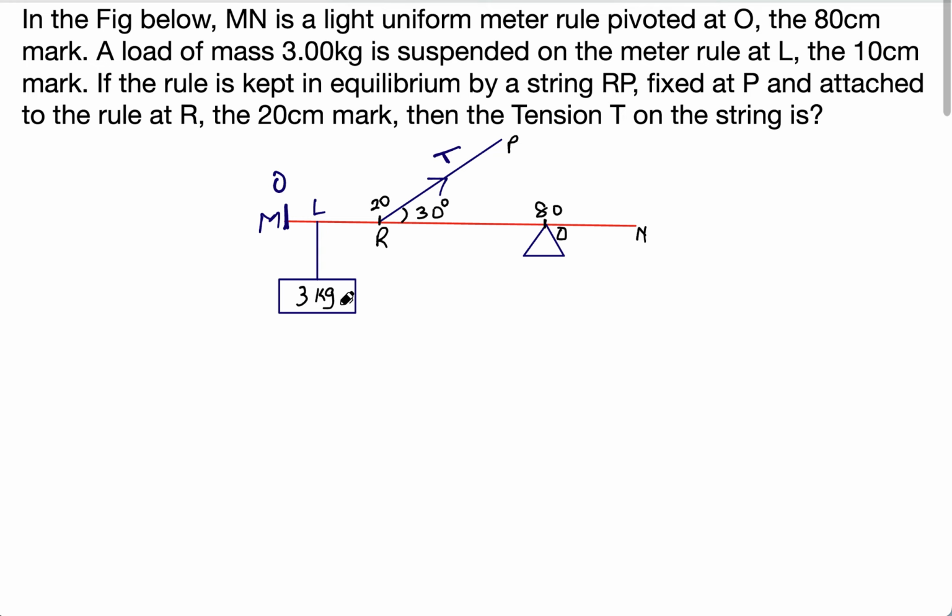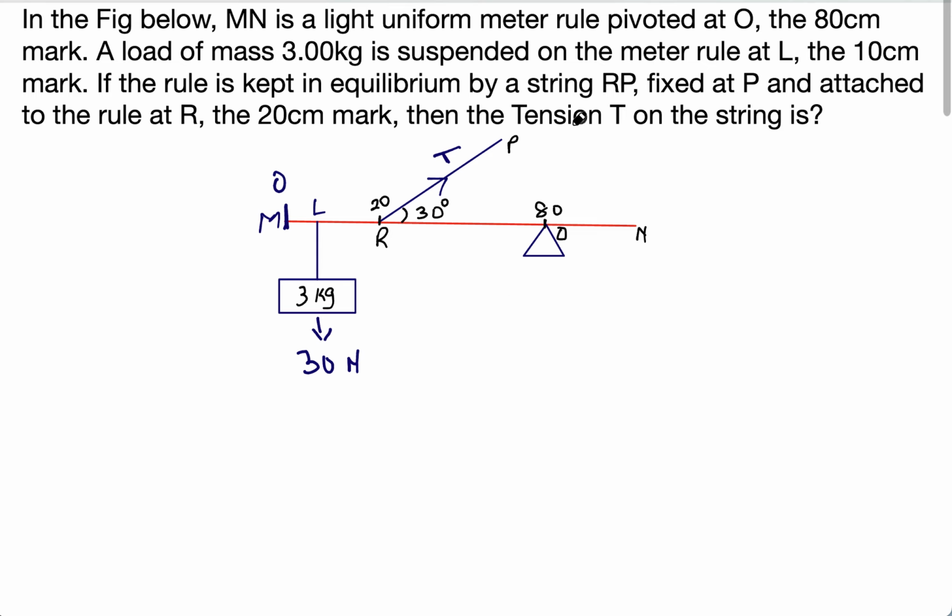The first thing I want us to do here is find the corresponding weight. Of course, we know that is to multiply the mass by the gravitational acceleration, which is g, and here we'll be using 10 meters per second squared. So the corresponding weight here is 30 newtons. Now, we are familiar with the principle of moment, which says that the sum of clockwise moments equals the sum of anti-clockwise moments.